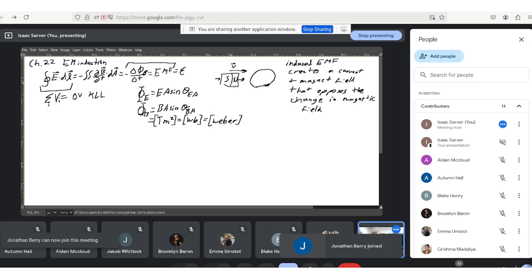So, if I approach this loop of wire with this magnetic field, it'll oppose that with its own magnetic field. In order to oppose it, the magnetic field has to be to the left, and so it's going to produce a counterclockwise current to oppose the approaching magnetic field, the magnet here. Make sense? Questions about that?